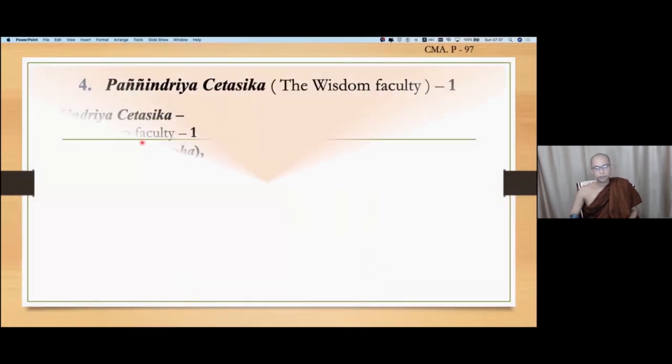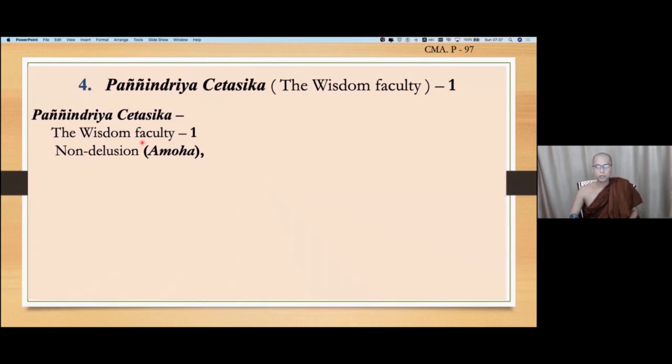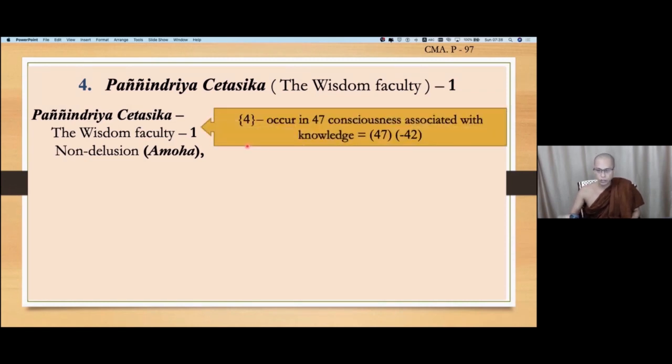Then the last group, the last one, is Paññindriya, the wisdom faculty. That is the same as non-delusion and knowledge, jnana, etc. So the Paññā wisdom faculty arises with 47 consciousness. So there are 42 dissociated consciousness among the 89.